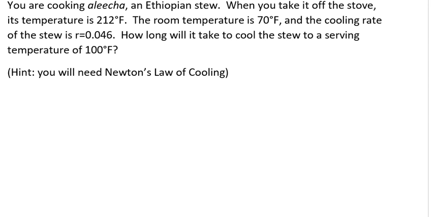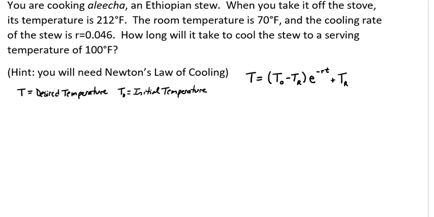So what is Newton's law of cooling? Newton's law of cooling is T equals (T naught minus T sub R) times e raised to the rt, plus T sub R. That's great. Well, what do all those pieces mean? Our T is our desired temperature. Our T naught is our initial temperature. Our T sub R is the surrounding temperature. Our little t is time. And our r is the cooling rate. And we have many of these pieces in the example given. So let's put those into our equation.